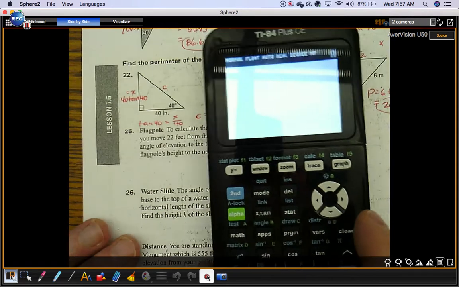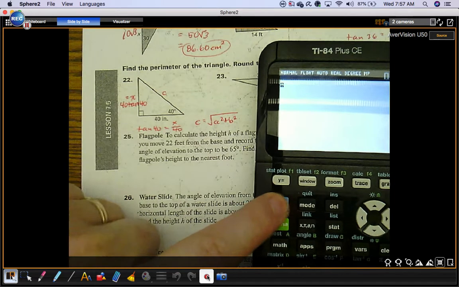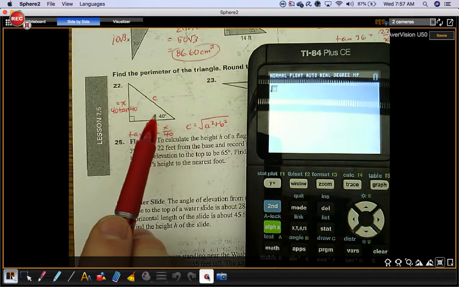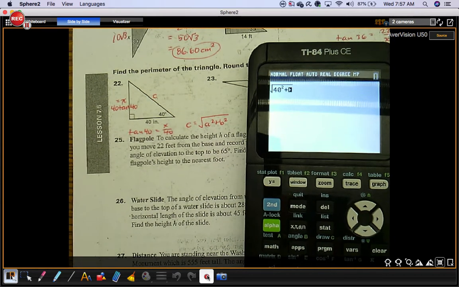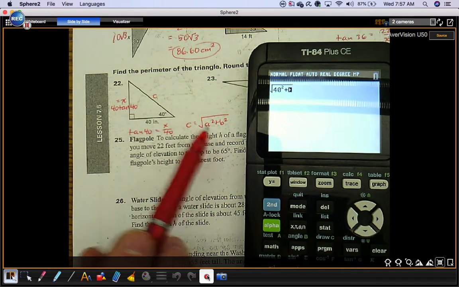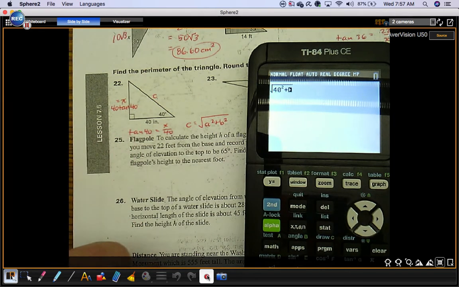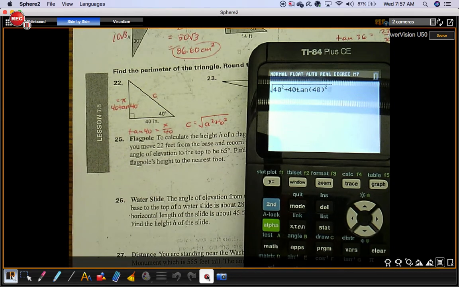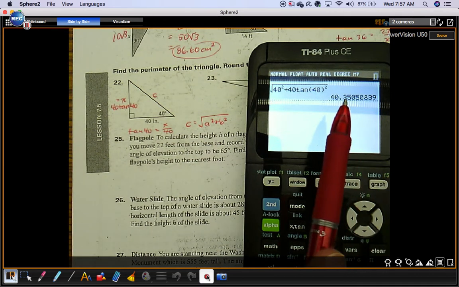So I'm going to type this in now. I'm doing square root of one leg squared. That's 40. That's the easy one. Now the other leg is 40 tangent of 40. So it just seems weird when you type it in. 40 tan 40. That whole thing needs to be squared. This is going to give me the length of this hypotenuse right here. Now, this is the exact length of the hypotenuse.